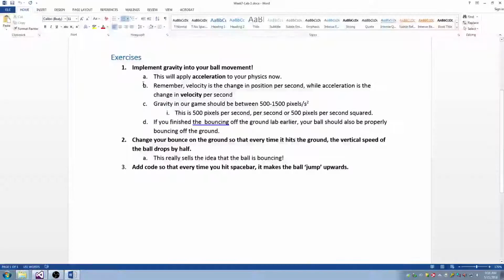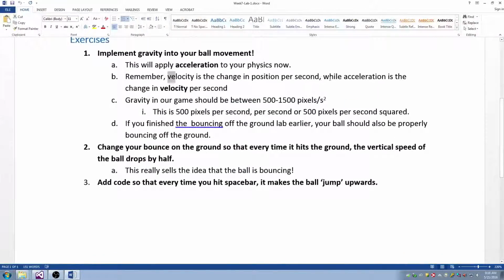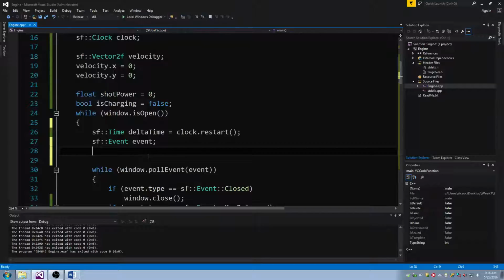The lab says that acceleration is the change in velocity per second, which means we need to change the velocity every second. How do we change the velocity every second? Well, right here is where I ask you to write the code.